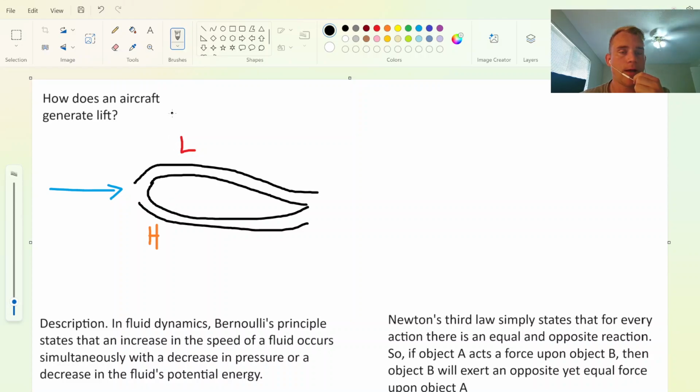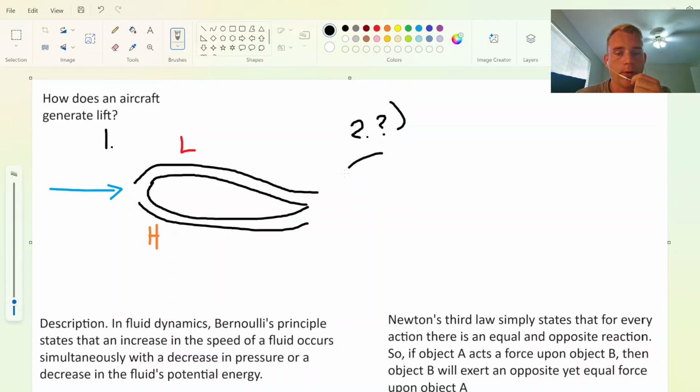But how does that generate lift? Well, the difference between high and low pressure, this pressure difference, generates lift. But that's only one part of the equation. It simply starts to lift up the airfoil, starts to pull it up into the air or increase our angle of attack. But that's only step one. So what is step two?